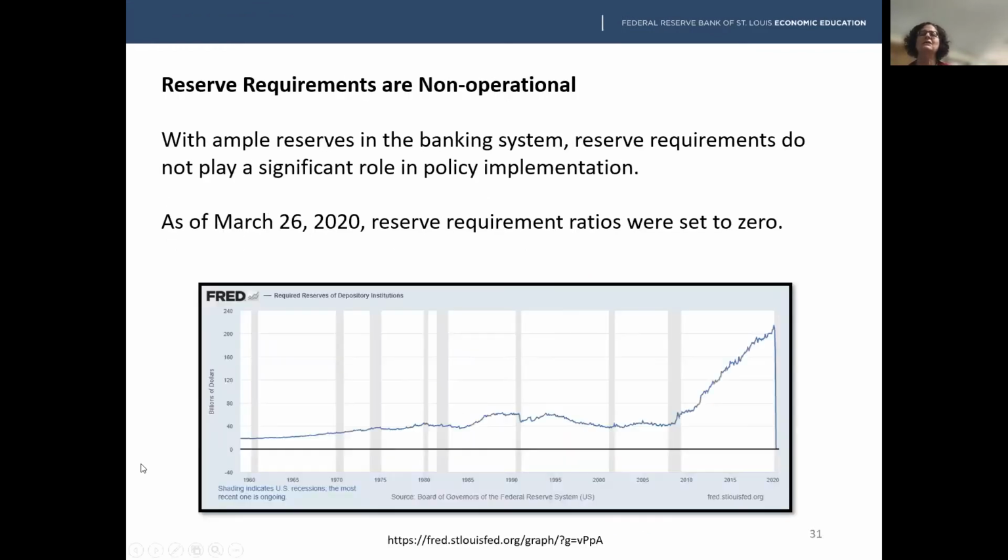And then the last tool I wanted to mention is reserve requirements. That's because reserve requirements were used before the global financial crisis to help keep a downward sloping demand curve. Banks needed reserves to meet their reserve requirements. But with ample reserves in the banking system, they have ample reserves. So reserve requirements are not a significant tool anymore. And as a result of that, last year in March, reserve requirements were actually set to 0. So now reserve requirements are just not a tool. So you don't even need to talk about those in your classroom anymore. Okay.